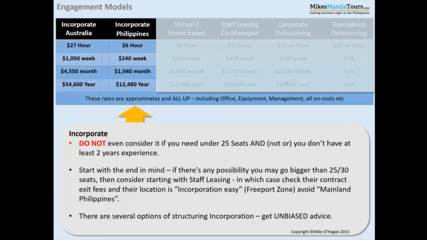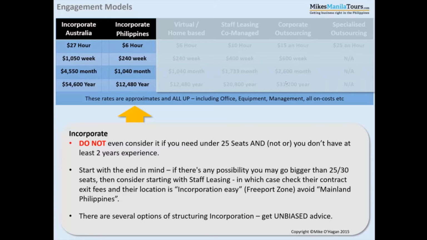However, there's an issue. Do not even consider it if you've got less than 25 seats, and not at all if you don't have at least 2 years experience in the Philippines. Incorporation here is totally different than anything in Australia. In mainland Philippines, there are some special economic zones where it's a lot easier, but in mainland Philippines, it often takes 6 months to incorporate a business.